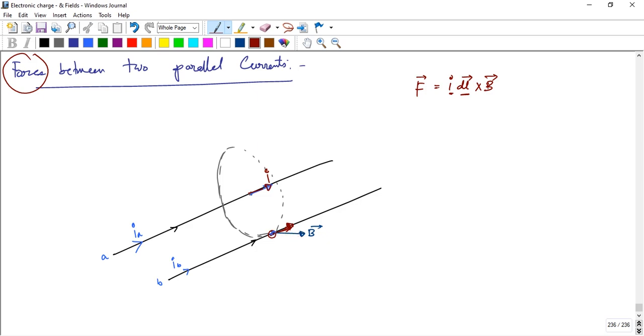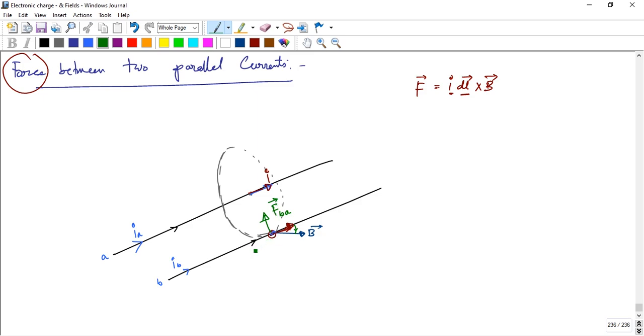So I dL, and that's the clockwise direction. So the force is in this direction, and that force is FBA, the force on B due to A. A and B are the conductors, and current passes through those conductors. That's the FBA.